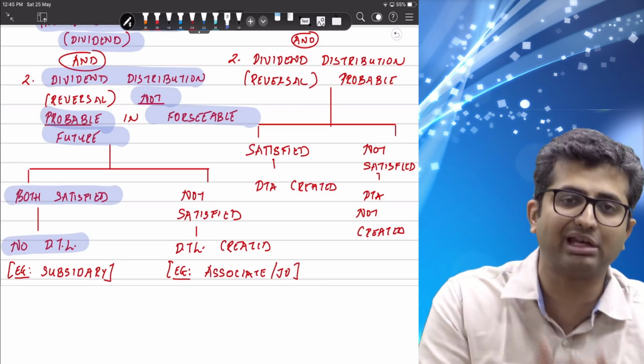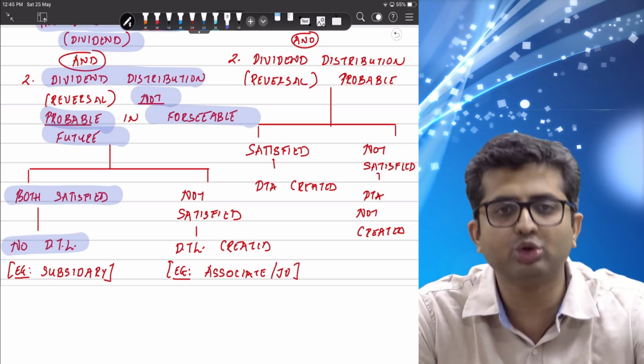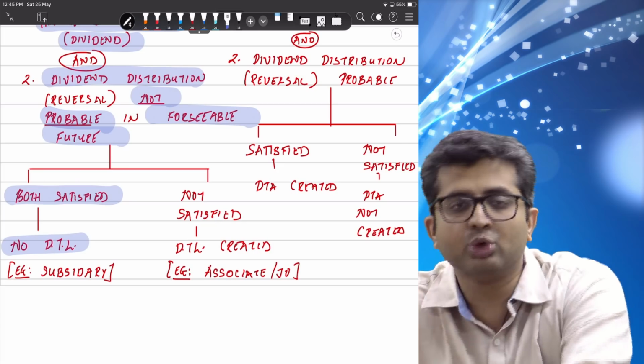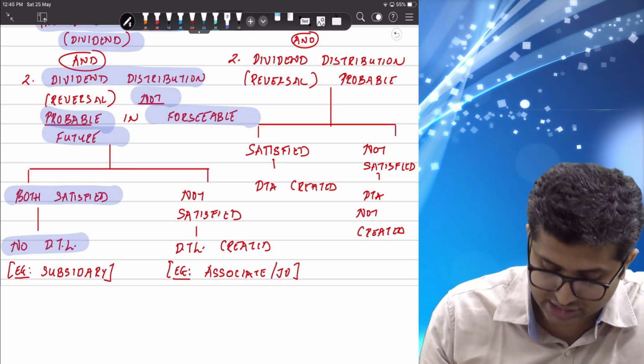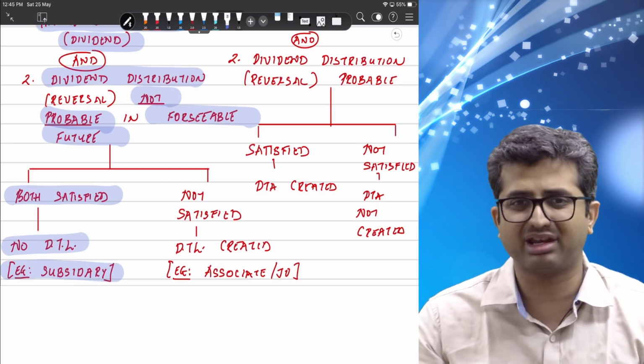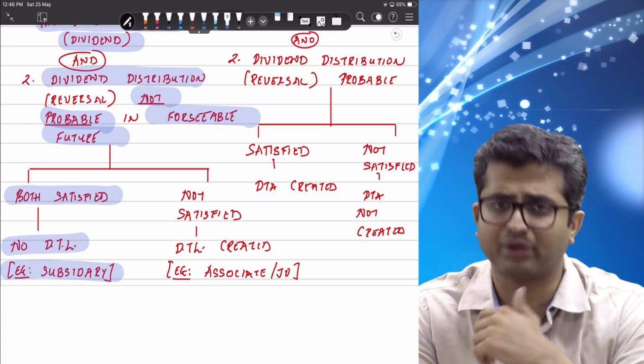Then there is no point creating a deferred tax when you think that the deferral is not going to lead to a conclusion in the near future. So the standard says, as an exception, no DTL should be created. Generally in an exam question, this will be in the case of subsidiaries.